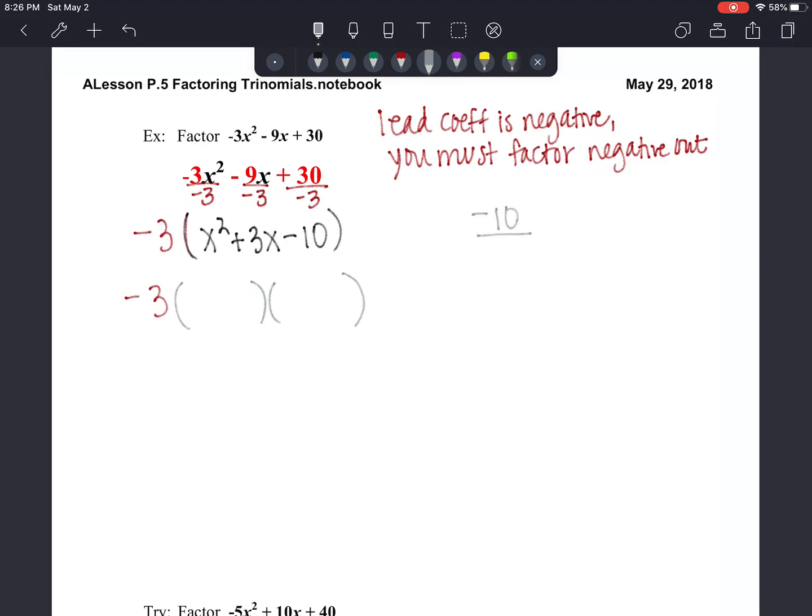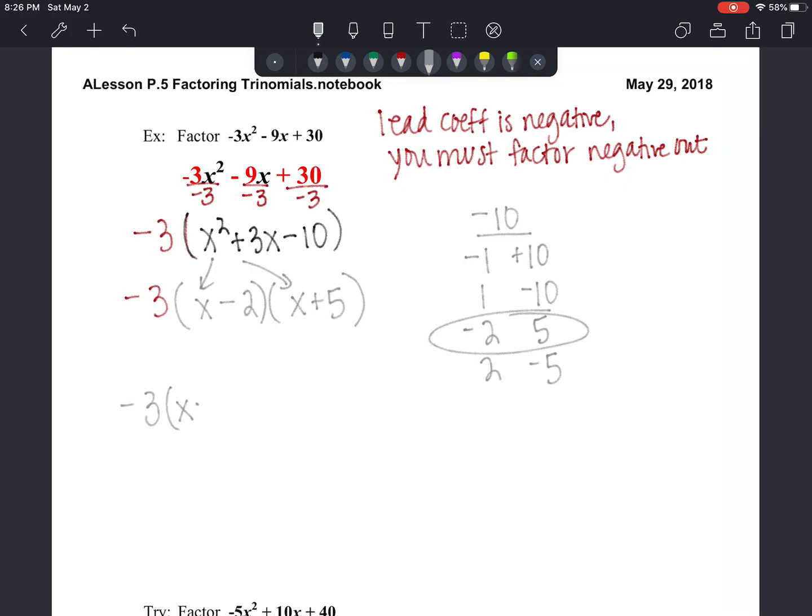So I've got -10. How do I get a -10? Well, that would be a -1 and a +10, a +1 and a -10, a -2 and a 5, a +2 and a -5. Well, we need the outer and the inner to combine to be +3. So that's going to give me this combination right here, x minus 2 and x plus 5. So our fully factored answer is -3 times x minus 2 times x plus 5.